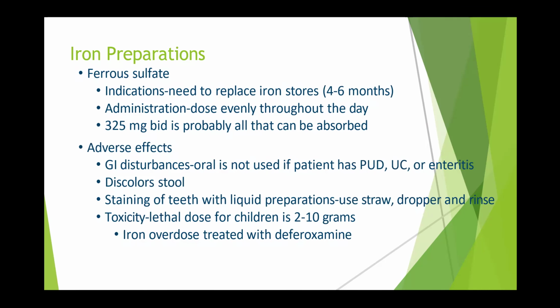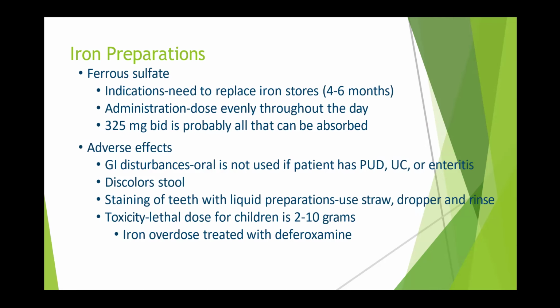So what are iron preparations or supplements that we give? Well, ferrous sulfate is the most common, and indications it's used to replace iron stores. It's usually dosed throughout the day in even doses. And 325 milligrams BID is probably the most that a body can absorb. What are the adverse effects? Because remember, everything has an adverse effect. GI disturbances, okay? And you wouldn't give it to them orally if the patient has like ulcerative colitis or enteritis or some kind of GI problem.